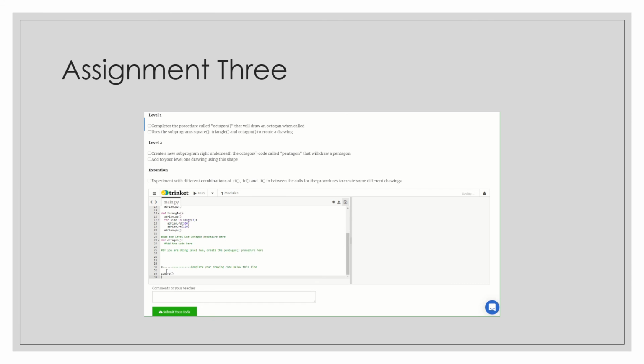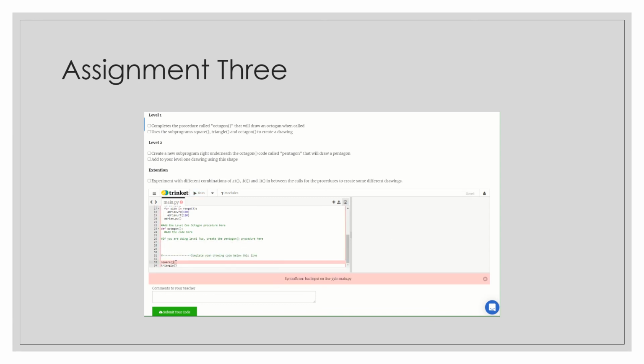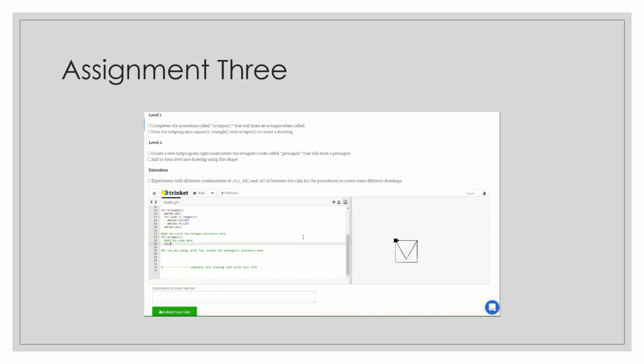open close brackets, triangle, open close brackets, and that would make it run. Okay, it's because you haven't done the octagon code, so that makes that happen. Okay, so that's your challenge. If you've got any problems, ask your teacher. Good luck.